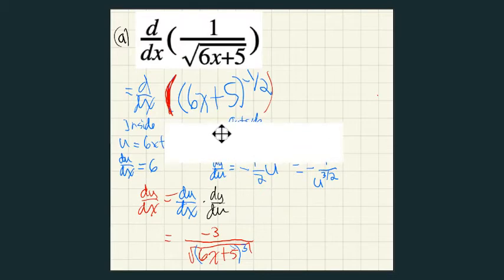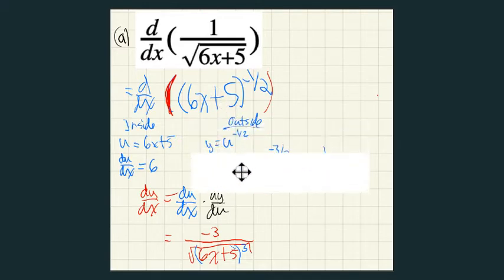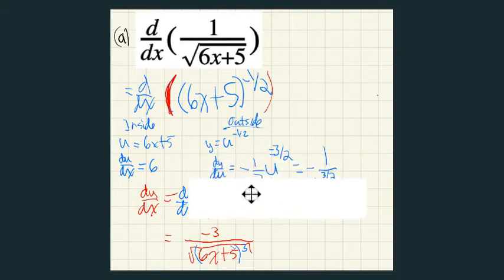Then we go to the outside function. If I look at the outside, I've got brackets to the negative 1/2, and since I'm calling 6x plus 5 u, it's u to the negative 1/2. Now I need to differentiate that. I subtract 1 from negative 1/2, which is negative 3/2, and I bring the negative 1/2 out in front. That's dy by du.